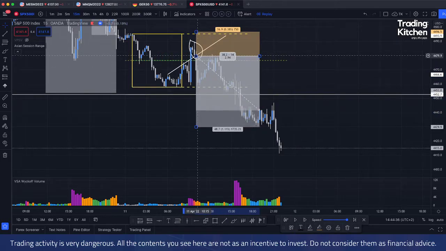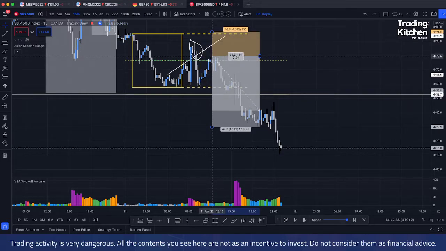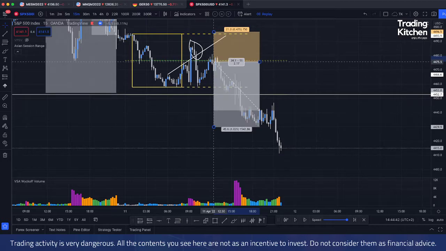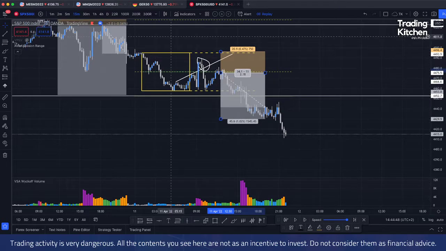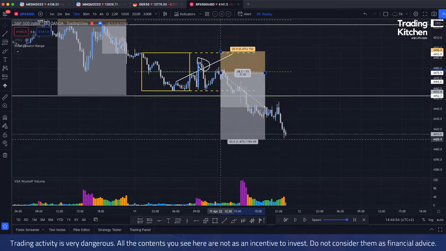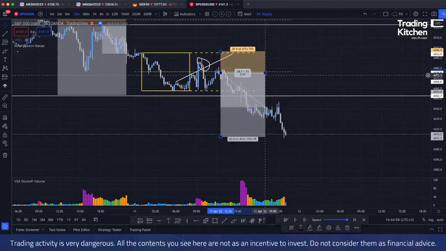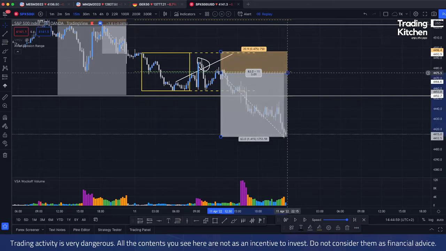I prefer to wait for a retest and re-enter here after an engulfing. So basically here with the retest of the engulfing, stop loss always above the Asian high, and my risk reward always 1.3, which is a nice catch.